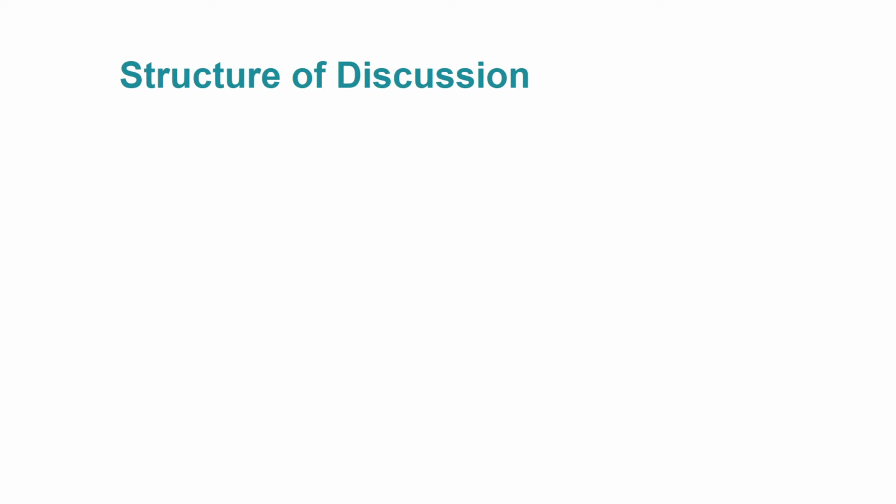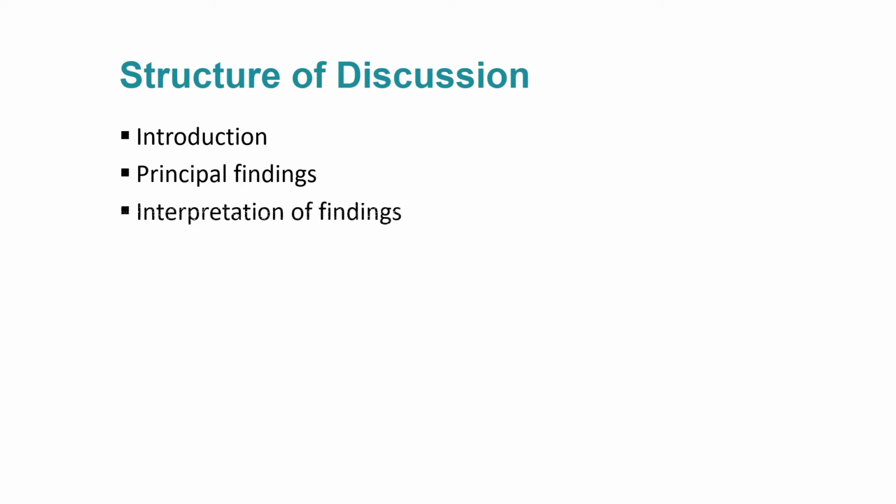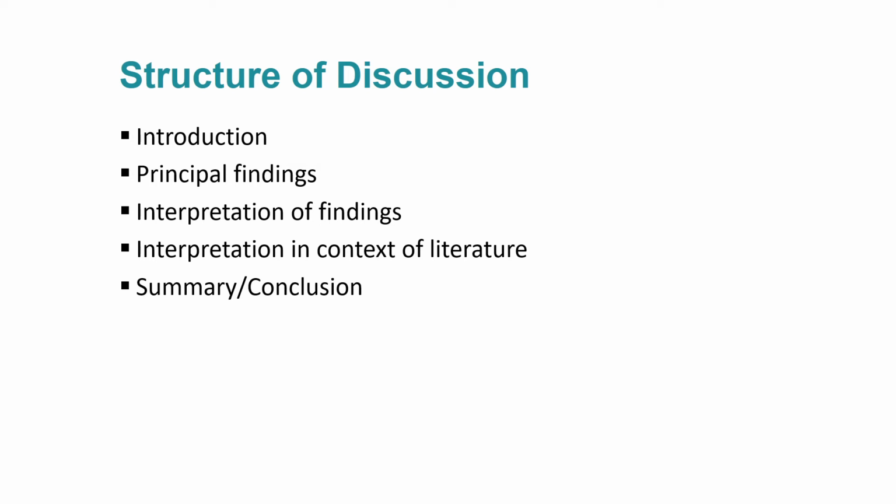So the structure of the discussion will be as follows: introduction, principal findings, interpretation of the findings, interpretation in the context of the literature, summary, and conclusion. You relate this back to your literature review, because there is no point if you're not relating this back to your literature review and linking everything together. And then you have your summary and conclusion.